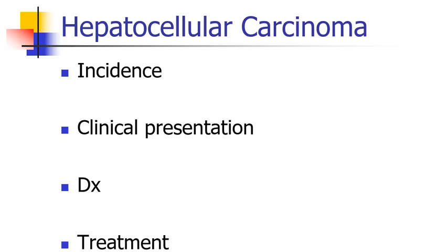Okay, hepatocellular carcinoma, liver cancer. The incidence: it is the 5th leading cause of cancer, increasing in the United States, especially among African American men aged 45 to 55. Cirrhosis from chronic HBV and HCV, Hep B and Hep C infections. Cirrhosis from any cause increases your risk. The clinical presentation of liver cancer is abdominal discomfort, elevated alpha-fetoprotein, and alkaline phosphatase, so some of your liver enzymes.